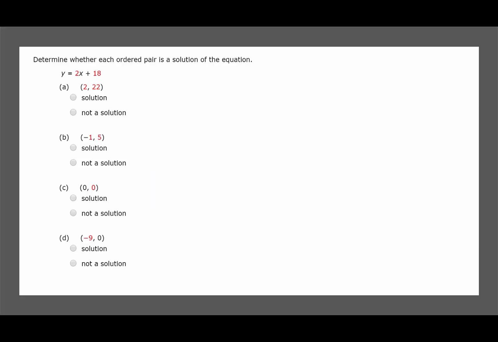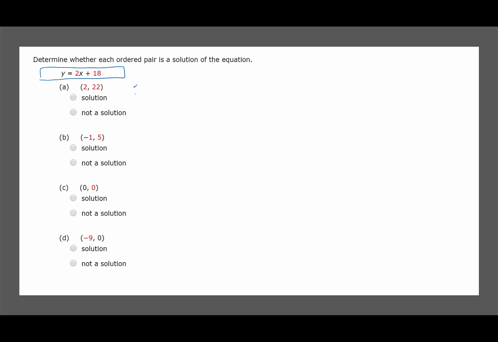Okay, the next example says determine whether each ordered pair is a solution of the equation. This is a 4-part question. It's offered 4 ordered pairs and 1 equation, y equals 2x plus 18. The ordered pairs are in order x, y. We'll substitute these into the equation to check if the equation is still equal on both sides.